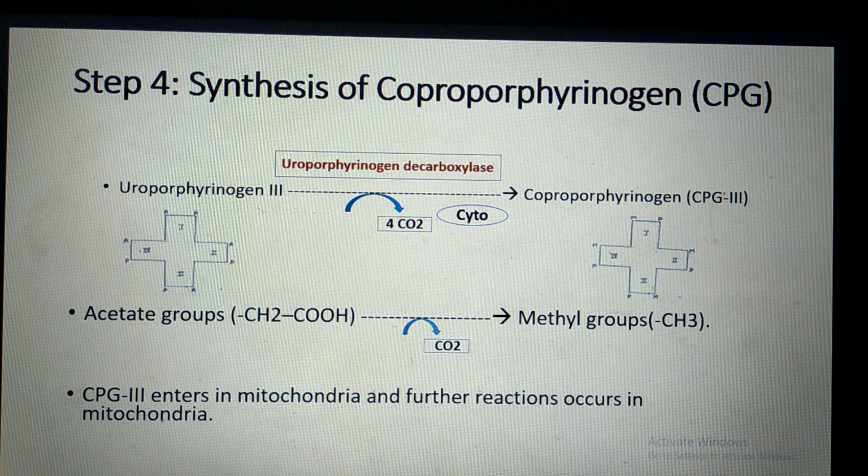It occurs in cytoplasm where 4 carbon dioxide molecules are removed. Here the acetate groups present in uroporphyrinogen 3 are decarboxylated to form methyl groups. So 4 acetyl groups on decarboxylation form 4 methyl groups, and the compound is now called coproporphyrinogen 3. Now this coproporphyrinogen 3 again enters the mitochondria and further reactions occur in mitochondria.